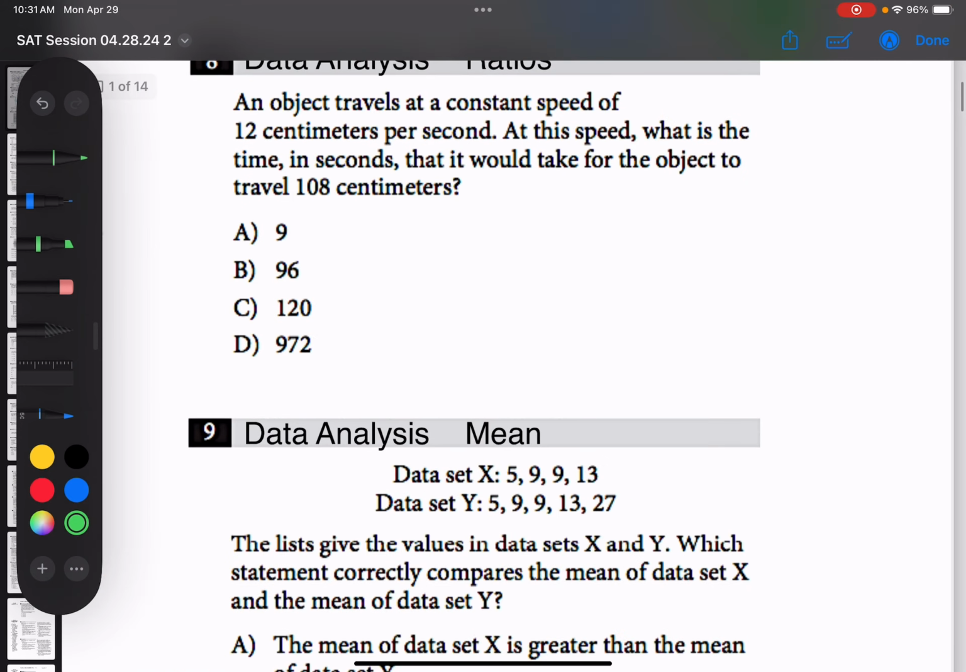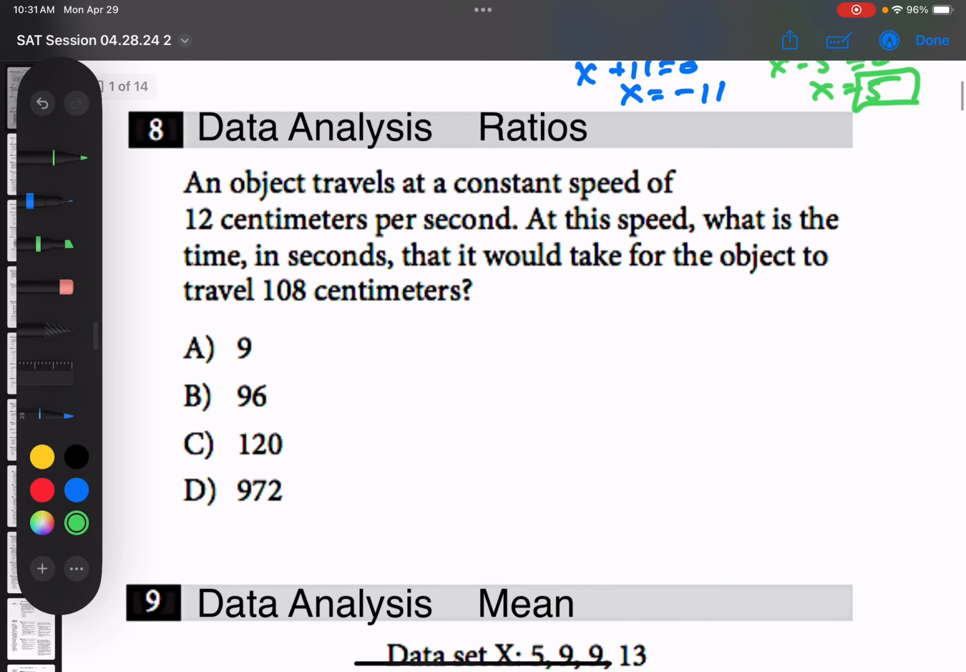Pretty easy stuff, not too bad. Question number 8 is considered data analysis, and they love using ratios in data analysis, and you'll often hear it when you hear two parts. An object travels at a constant speed of 12 centimeters per second. There are your two parts. Pretty much a ratio: centimeters to seconds. So you have 12 to 1 second. Every 1 second you're going 12 centimeters.